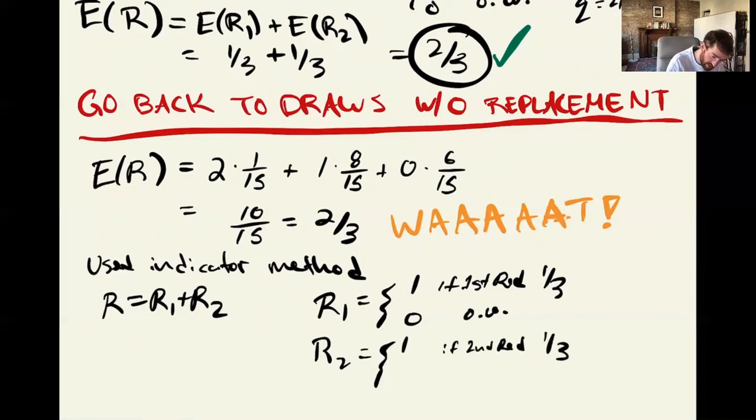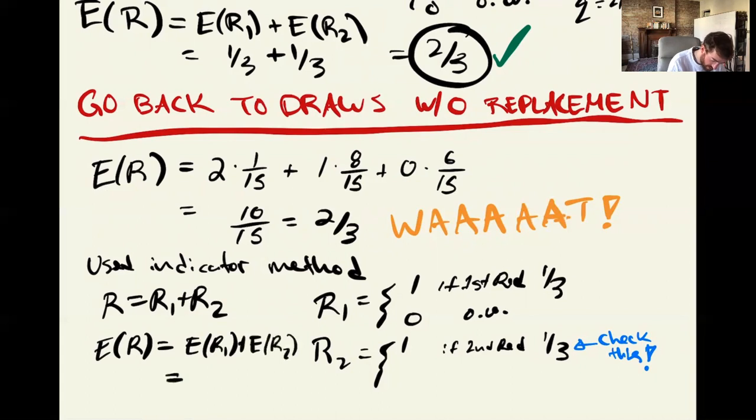So I would encourage you to check that. But remember, linearity of expectation worked regardless of independence. So it's then equal to E of R1 plus E of R2, which is also 2/3. All right, so that's the last sort of laborious calculation I want to do.